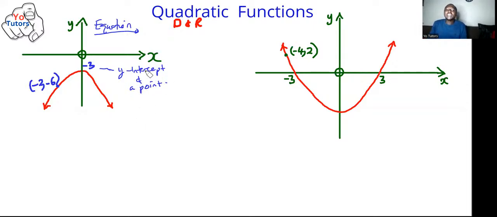When you're given the y-intercept and a point, we know that from our equation, y is equal to ax squared plus q. Now we have got the y-intercept. We also have a point. Now what do we do in this case? We want to find the a and the q. So the question here is, what is a and what is our q? That's the question.